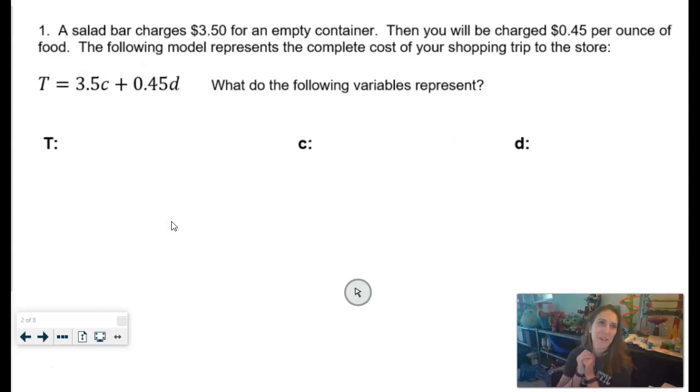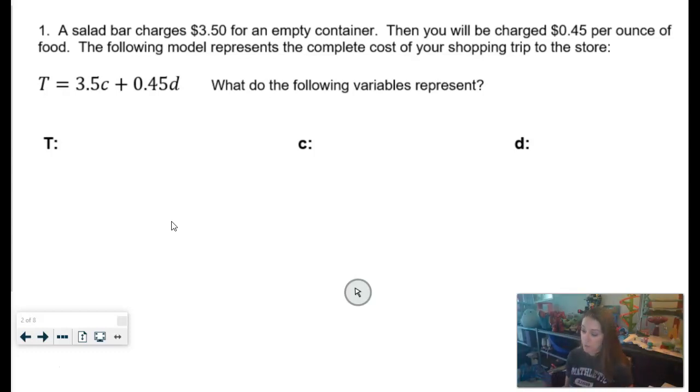All right, so number 1 in our notes, we have a salad bar that charges $3.50 for an empty container, and then you're going to be charged 45 cents per ounce of food. So you fill up that container of food as much as you want, and the more you get, the more you pay. So the following model represents the total cost or complete cost of your shopping trip. So T equals 3.5C plus 0.45D. So they've already set up an expression for you, or an equation technically, and they've given you variables to think about. So what do all these variables represent?